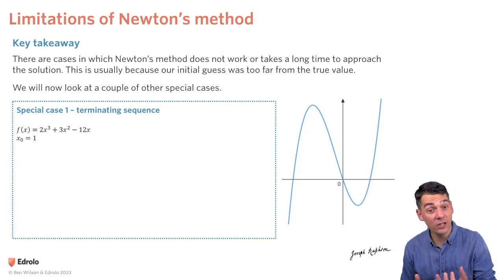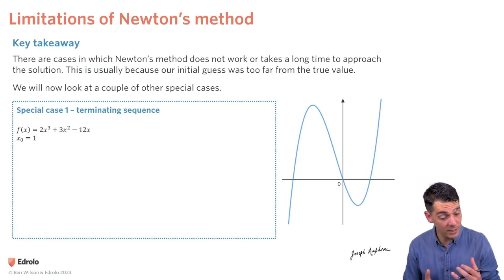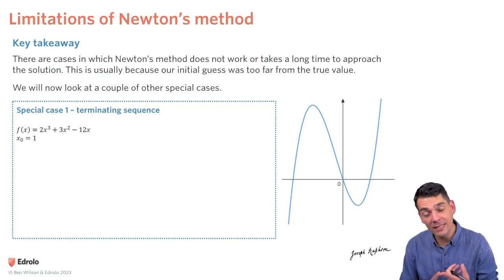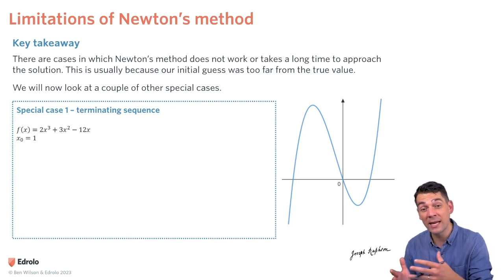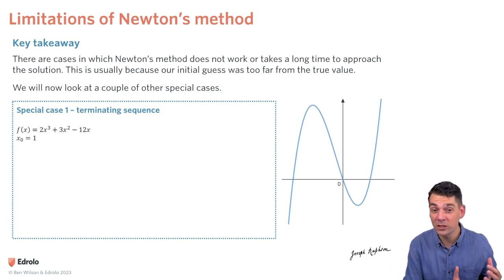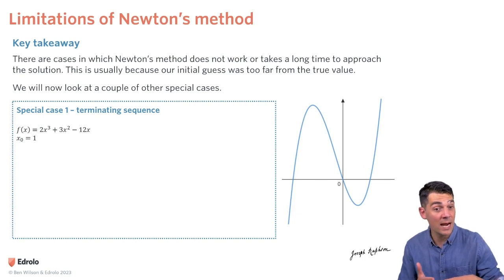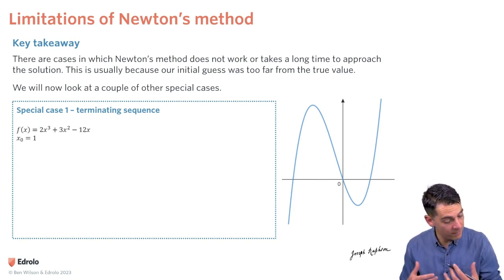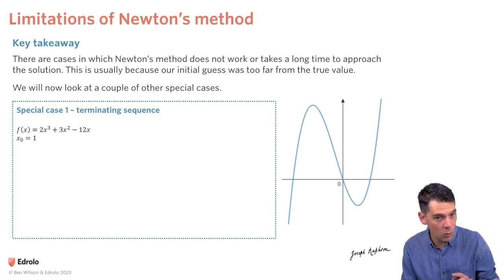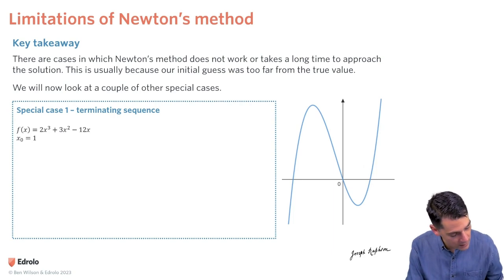Okay, so let's look at limitations of Newton's method. So there's a couple things to look at here. First of all, there are cases where Newton's method will work, but it'll take a really, really long time to approach the solution. We're not so interested in that. I want to look at times where it just doesn't work at all. So the first case will be, I'm going to look at a function here. Let's just have a look at what happens before I tell you why it happens.